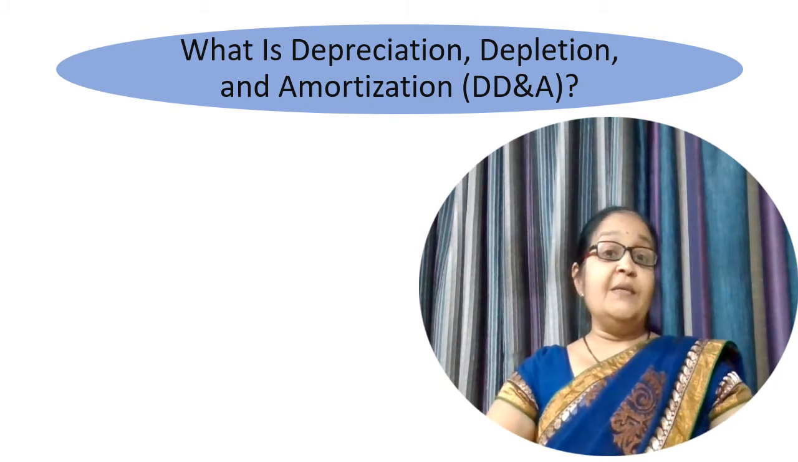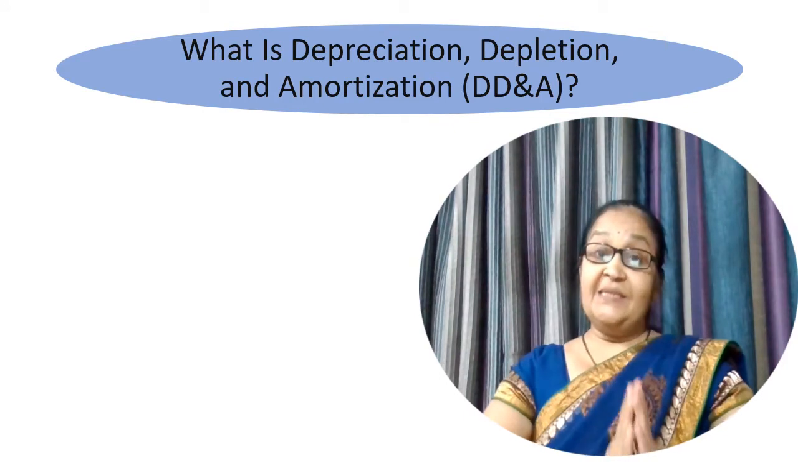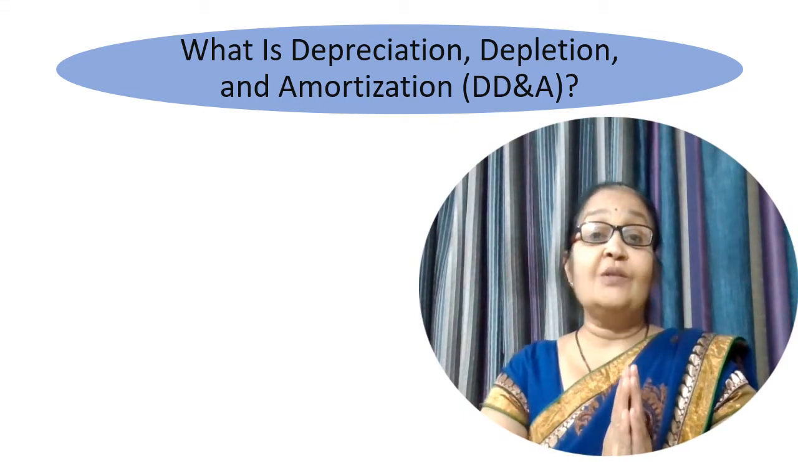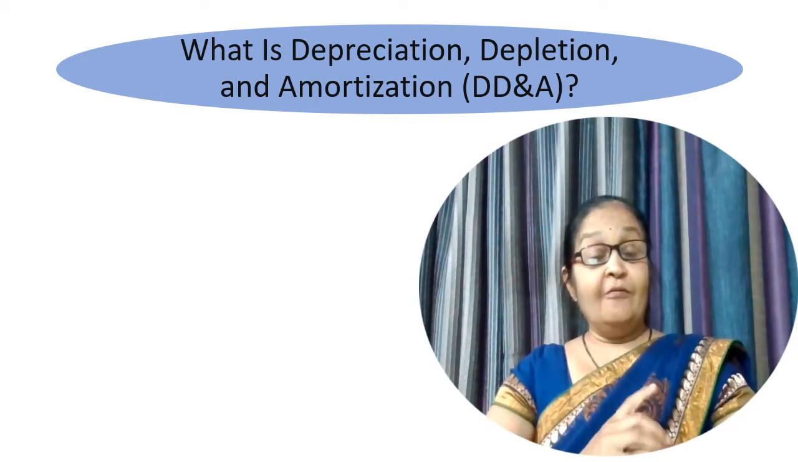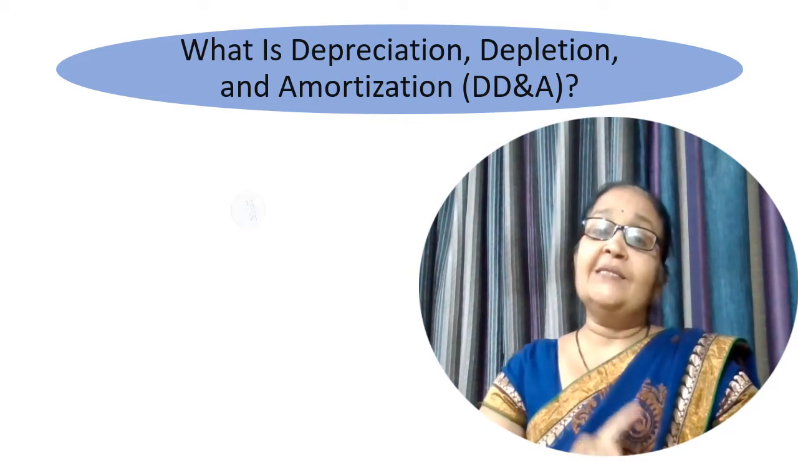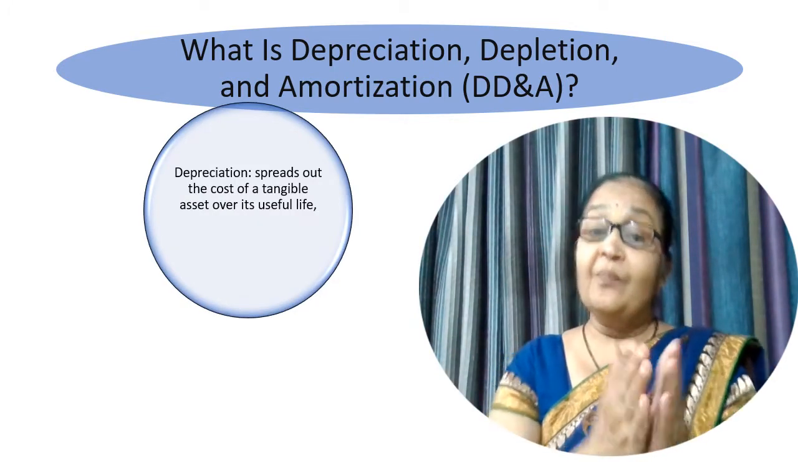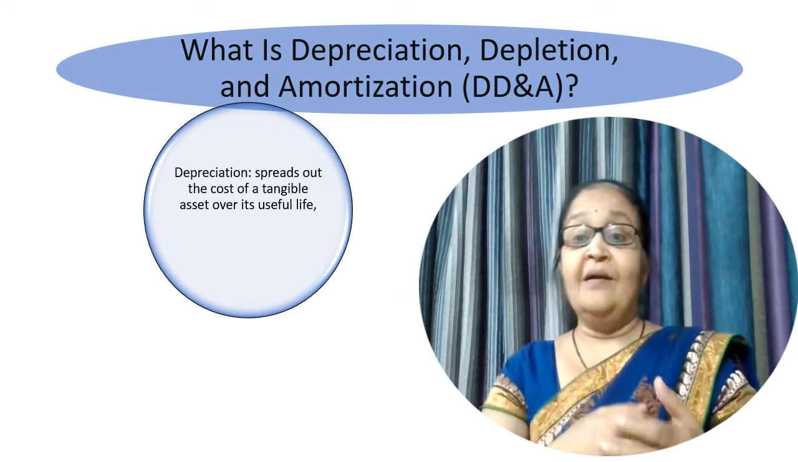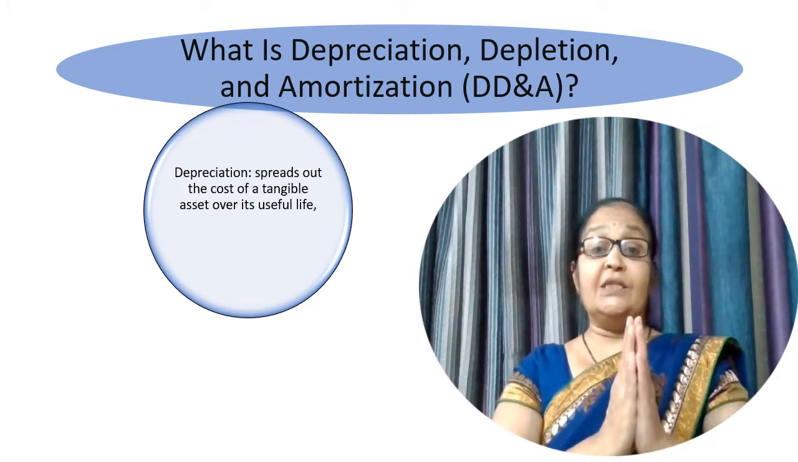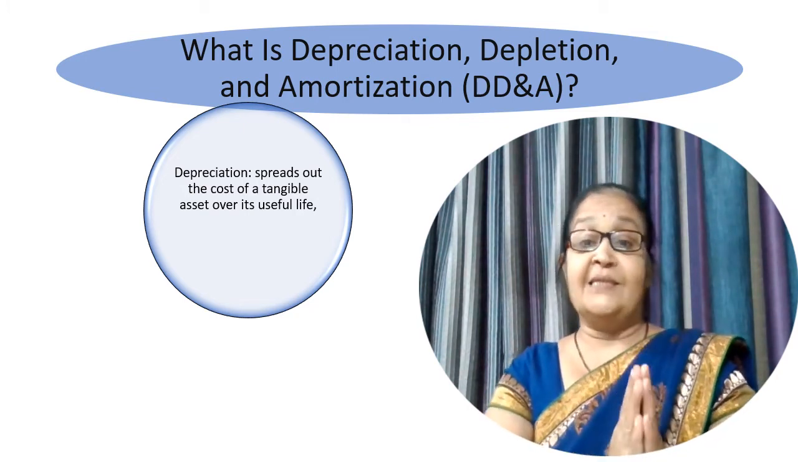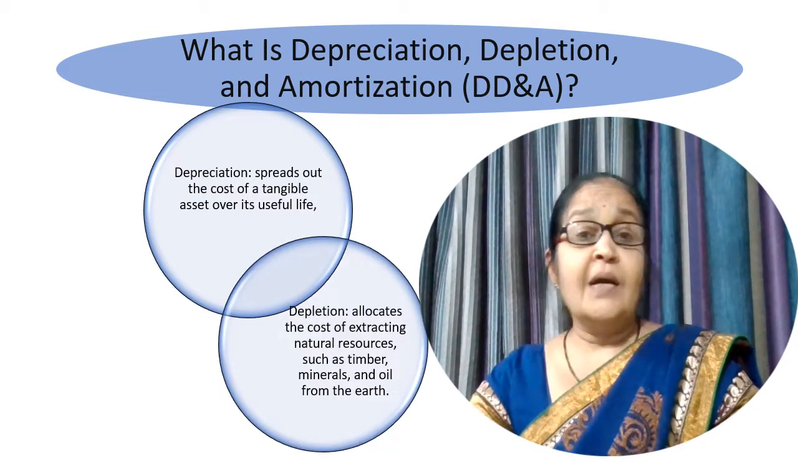What do we mean by depreciation, depletion and amortization? Depreciation spreads out the cost of a tangible asset over its useful life, whereas depletion allocates the cost of extracting natural resources such as timber, minerals, oil, etc. from the earth. And amortization is the deduction of intangible assets over a specified time period, typically the life of the asset.